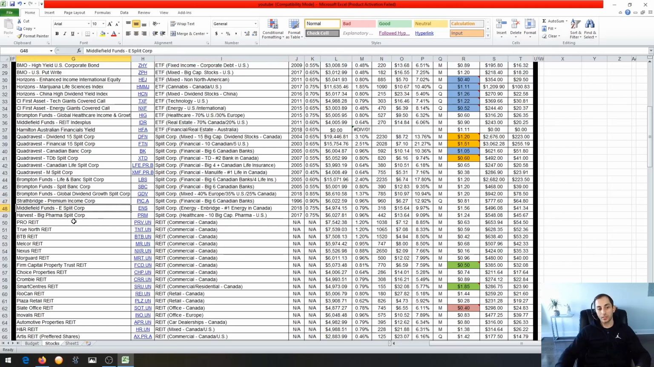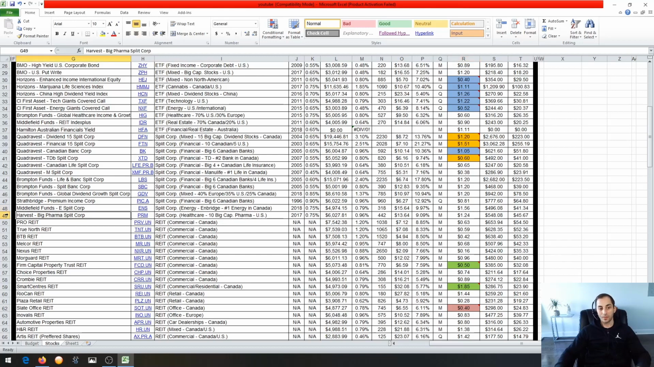The next one is from Middlefield. It's called eSplit Corp. So this one has just Enbridge stock in here. So Enbridge is the number one, the biggest energy company in Canada. It's a good way of getting exposure to that company, but getting more yield, because Enbridge gives a dividend of about, I think it was, 5 or 6% normally. So here you're getting double that, and it's relatively safe. Cool thing about this one is they recently raised their dividend. I don't have it here because I didn't catch it in time.